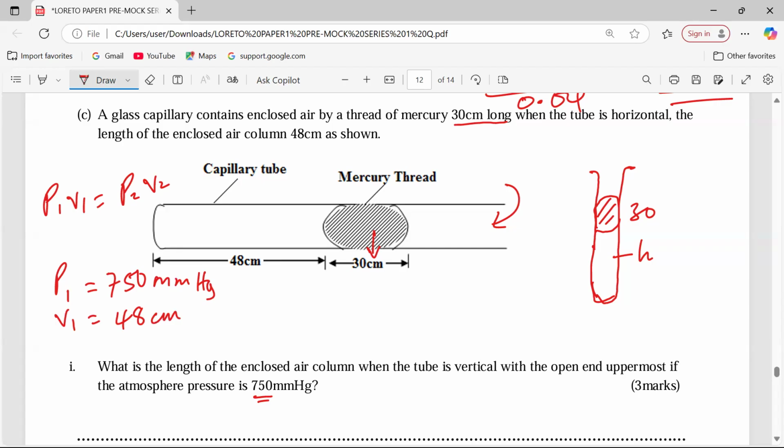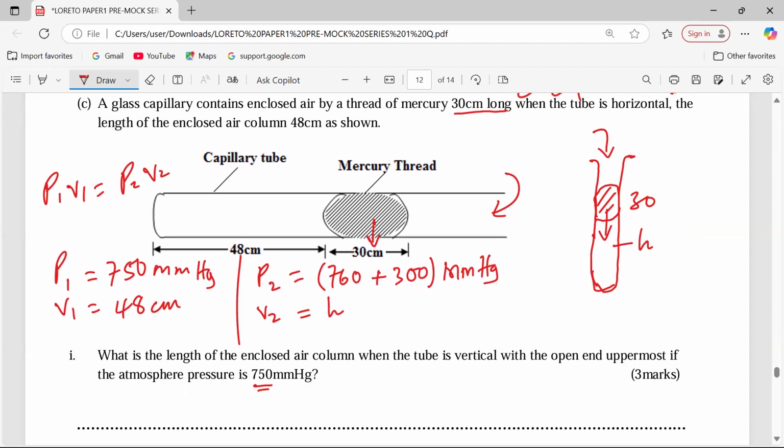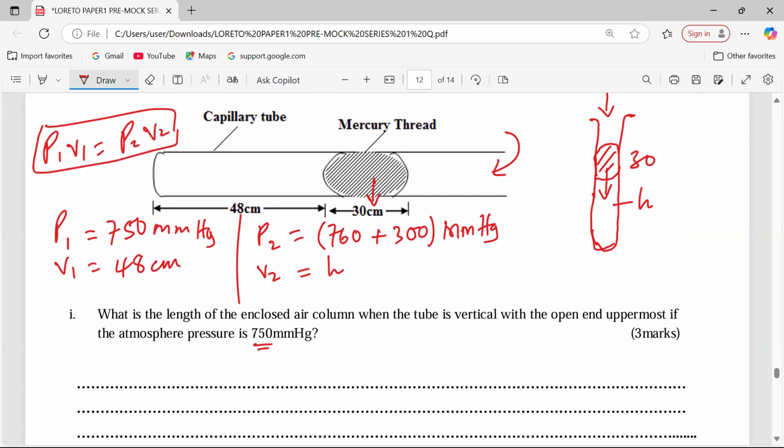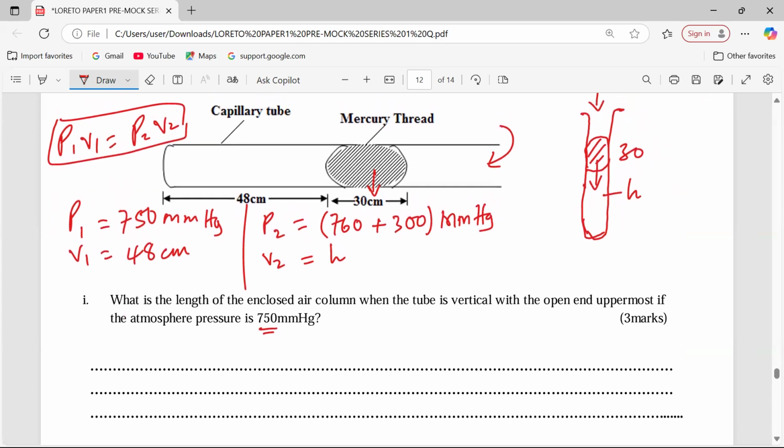What about pressure 2 in the second case? Since the open end is uppermost, atmospheric pressure is acting downwards, and the weight of mercury is also acting downwards. So 30 centimeters is the same as 300 millimeters. So it will be 750 millimeters plus 300 millimeters of mercury. Then volume 2 is the new height, which is not known. According to Boyle's law, we can find this new length, which is going to be smaller because it is now being compressed by a bigger pressure, the addition of the mercury thread and the atmospheric pressure.